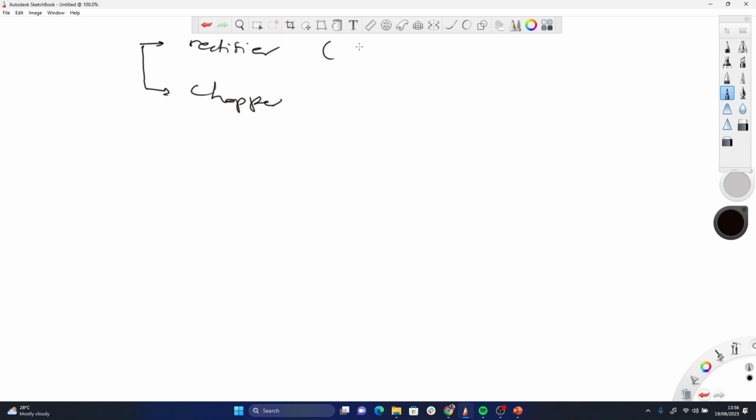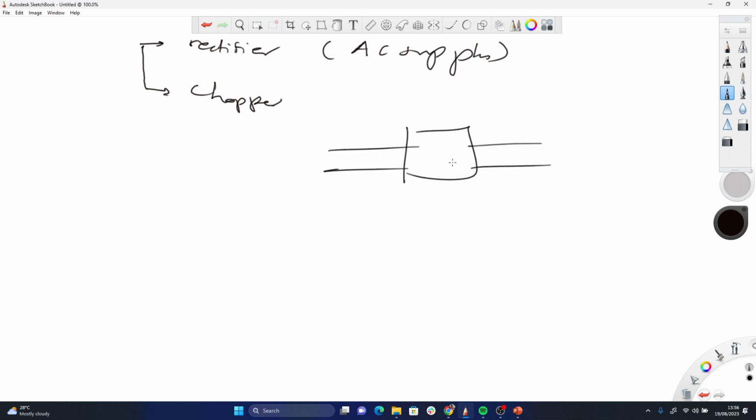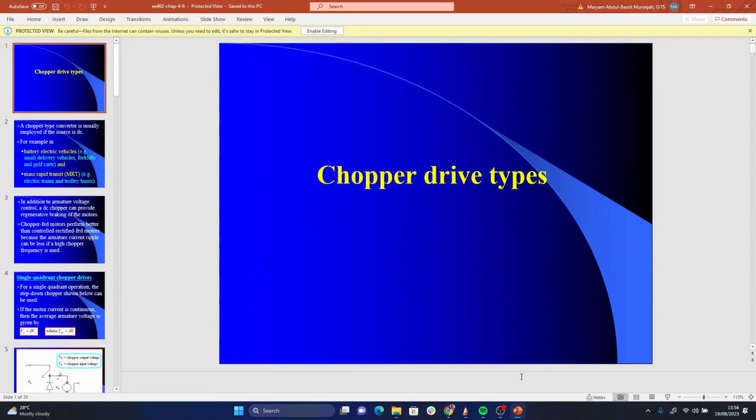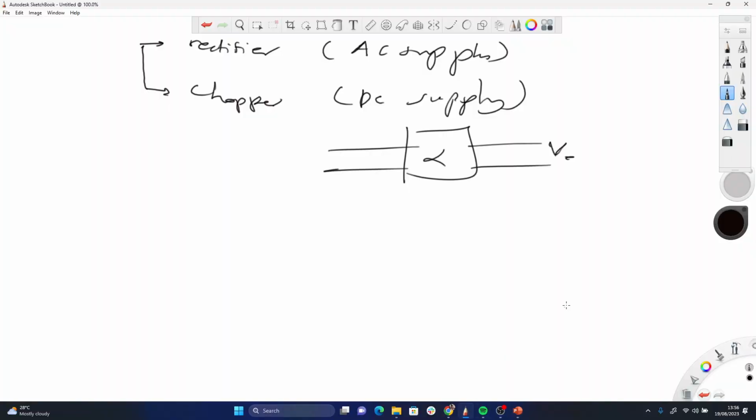The rectifier type is used if the supply is AC. You know what the rectifier does? A rectifier takes AC and gives us DC. And once I can vary the firing angle, I can vary the output voltage and control the speed. The chopper is used when the supply is DC. If you have a DC supply, then we use the chopper circuits. Let's see how the variable DC chopper works.